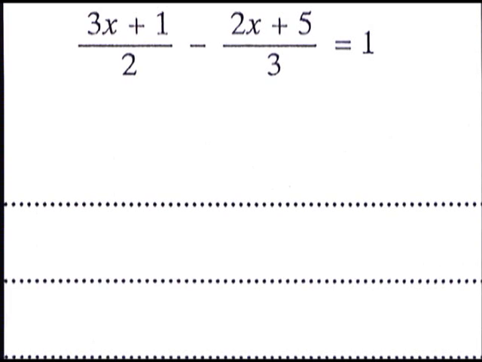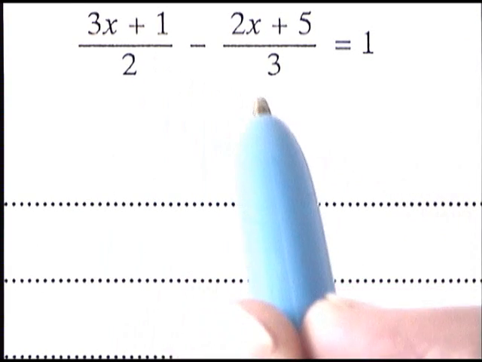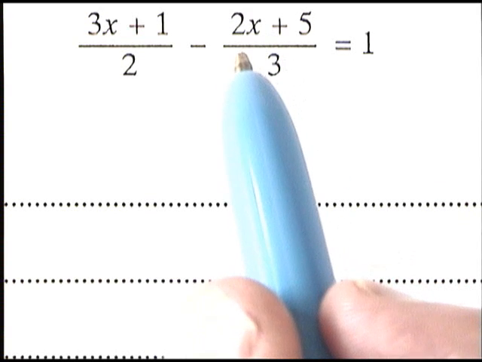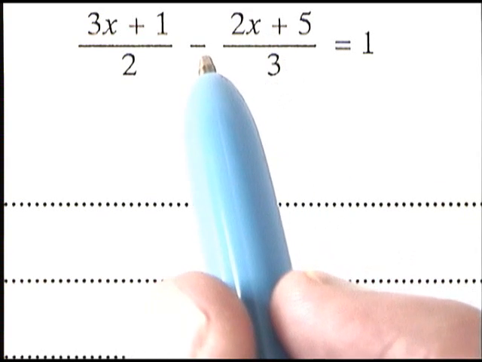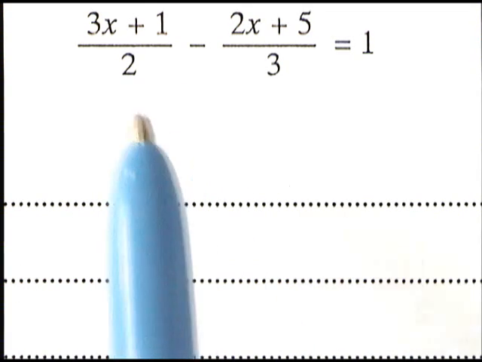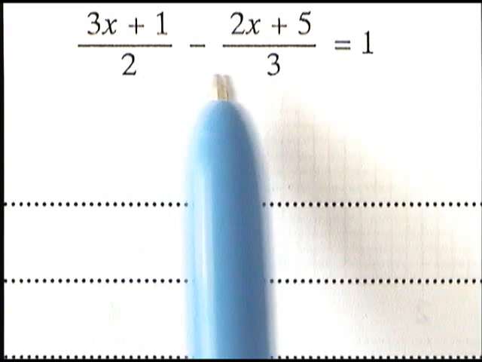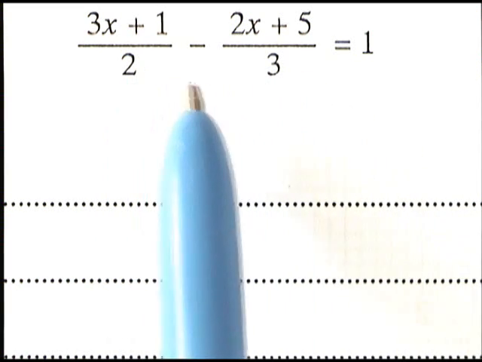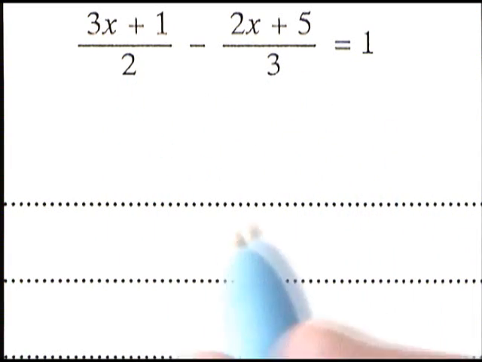In this question, we've got to solve this equation. It's a fractions question with algebra in it. If you're doing a taking away with fractions, the first thing you always need to do is find the lowest common denominator. That's basically the smallest thing that these two numbers divide into. The smallest thing that 2 and 3 go into is 6.